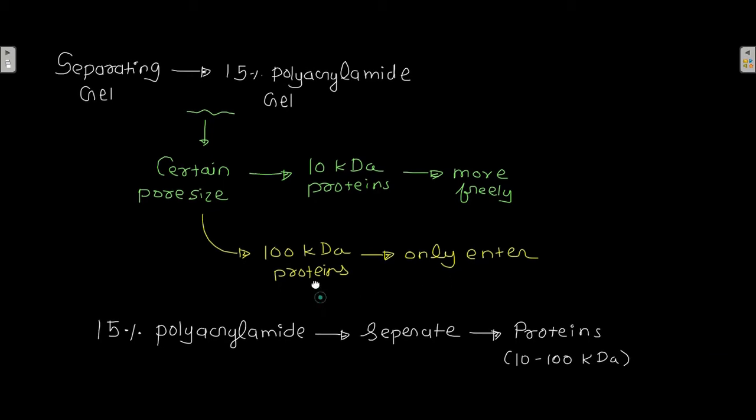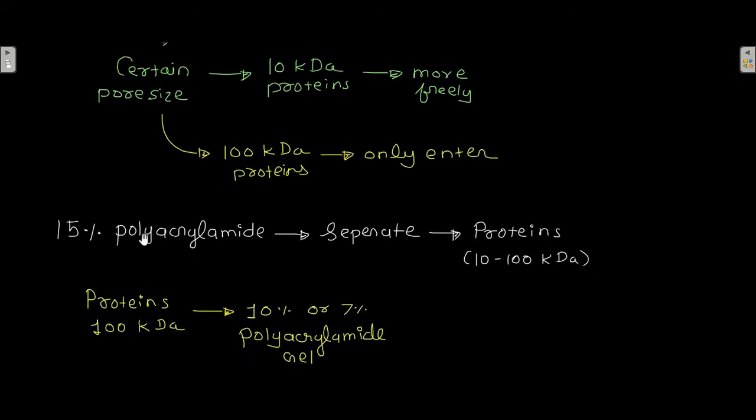Okay, so that is the reason why the 15% polyacrylamide gel is used to separate proteins having molecular weight from 10 kilodalton to 100 kilodalton. And if you want to separate proteins having molecular weight of 100 kilodalton and maybe even more than that, then you have to use a 10% or 7% polyacrylamide gel for that purpose.